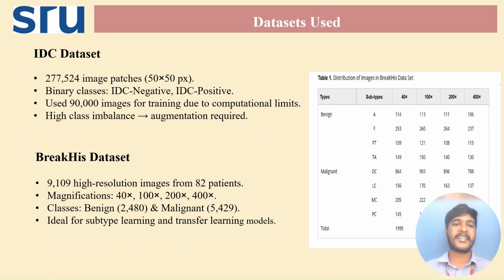We use two major datasets. First, the IDC dataset, which contains 277,524 images, patches of 50 by 50 pixels. We used around 90,000 images for training due to computational limits. The dataset is imbalanced, so augmentation was necessary. Second, the BreakHis dataset containing 9,109 high-resolution images across multiple magnifications such as 40x, 100x, 200x, and 400x. The dataset is ideal for learning fine-grained cancer subtypes.